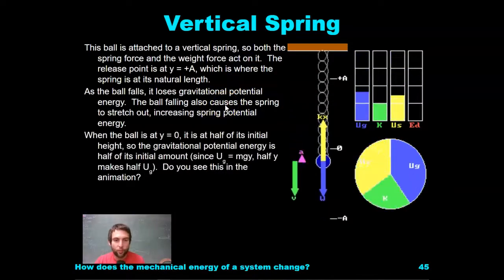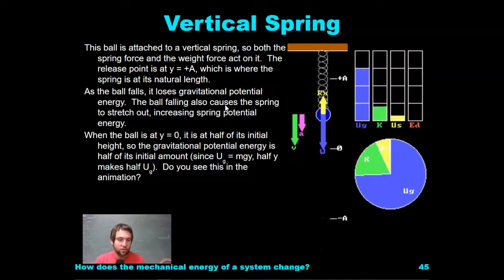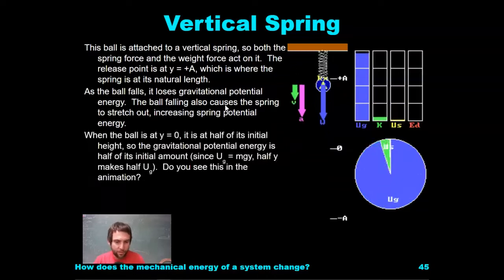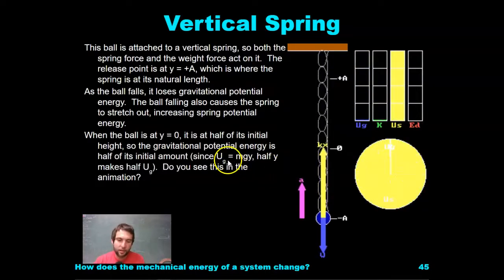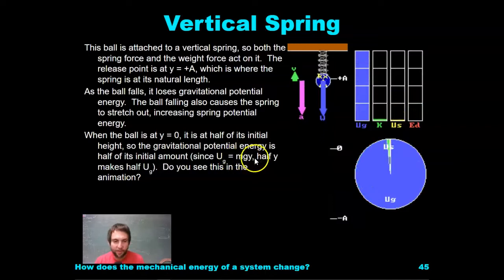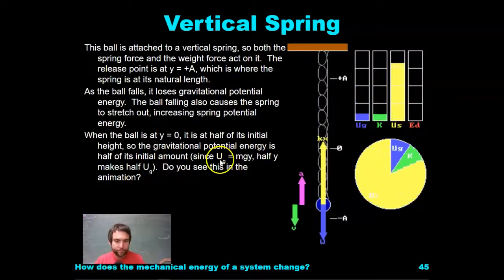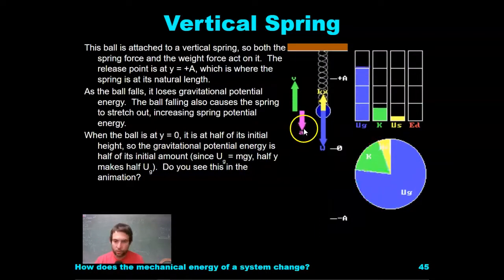When the ball is at y equals 0, it is at half of its initial height, so the gravitational potential energy is half of its initial amount. Because the gravitational potential energy equals mgy, half of y makes half Ug. Look at this in the cartoon over here.